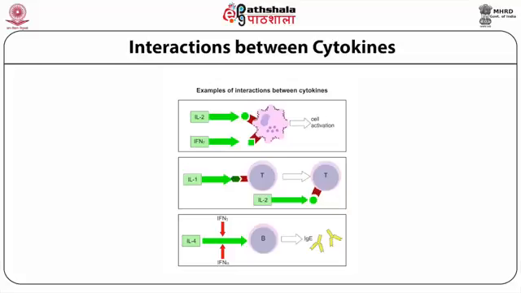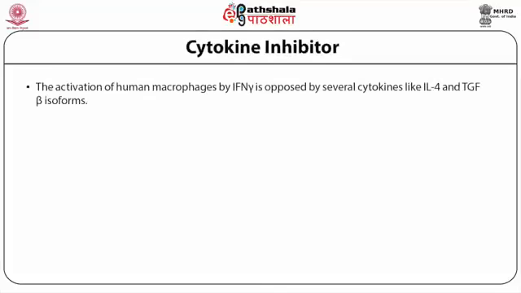IL-2 and IFN gamma together aid cell activation. IL-1 and IL-2 induce different receptors which may be required in a cascade reaction. IFN gamma and IFN alpha have opposite effects on production of IgE by B lymphocytes. The activation of human macrophages by IFN gamma is opposed by several cytokines like IL-4 and TGF-beta isoforms.